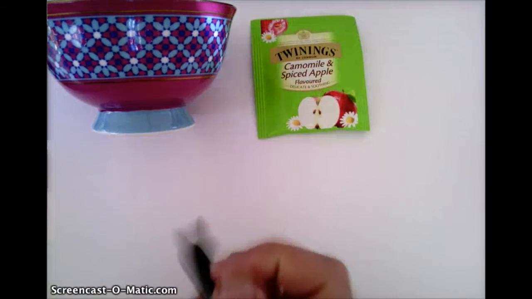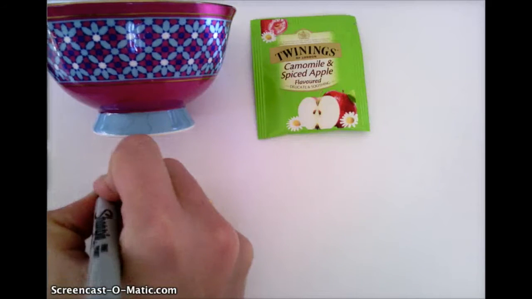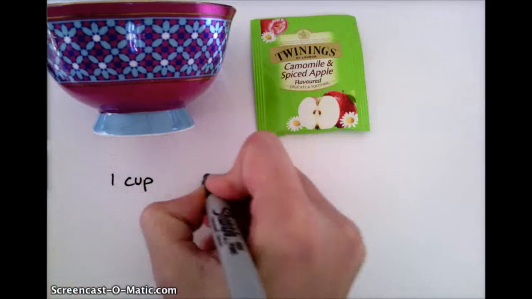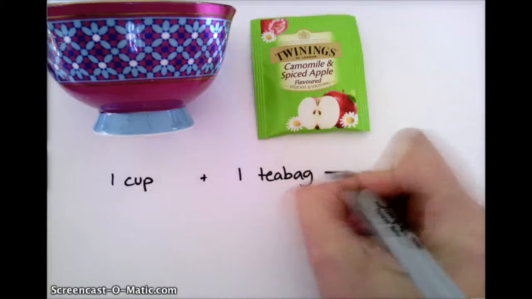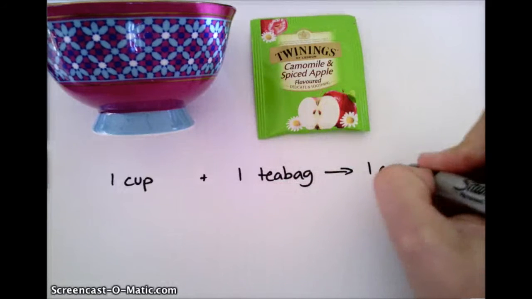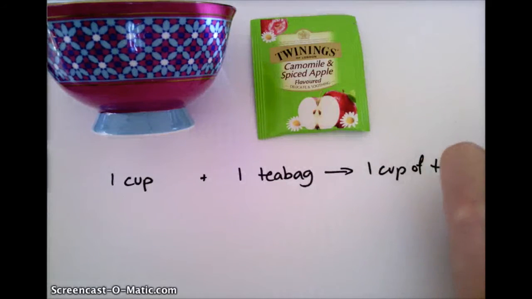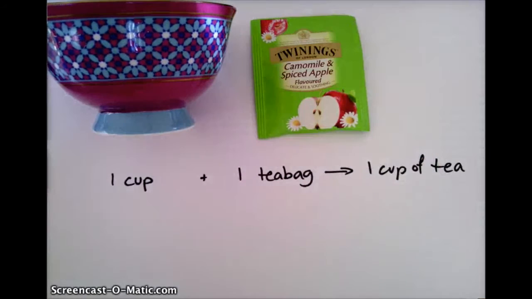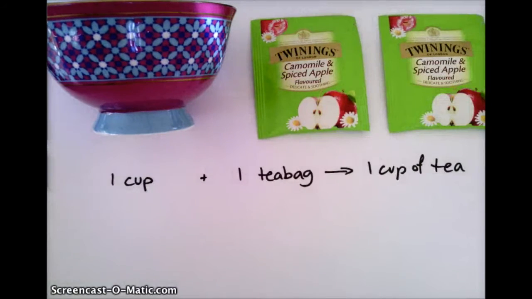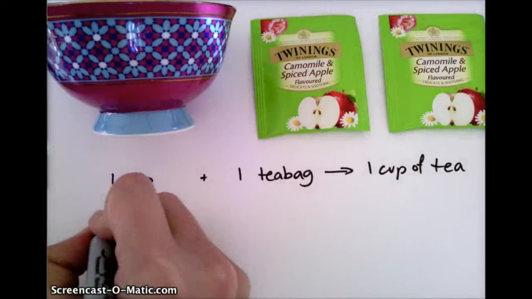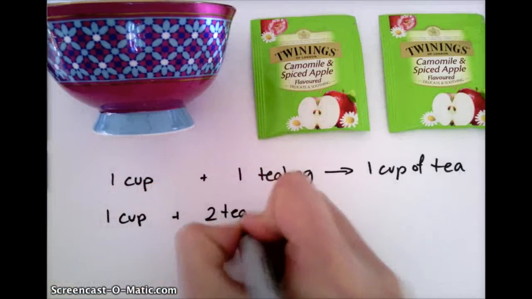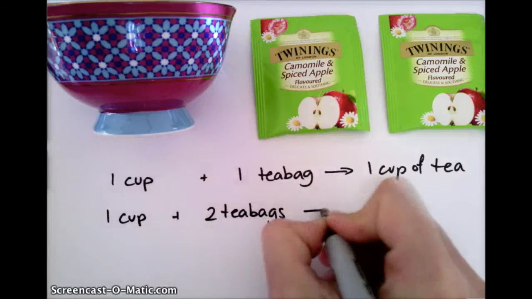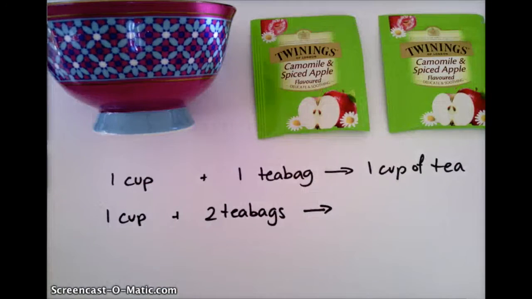So let's take away one of these for the moment. And what we have here, if we were to write an equation for making a cup of tea, we'd have 1 cup and 1 tea bag, and that would allow us to create 1 cup of tea. But if I put the second tea bag in, now I have 1 cup and I have 2 tea bags. But I'm still only able to make 1 cup of tea.